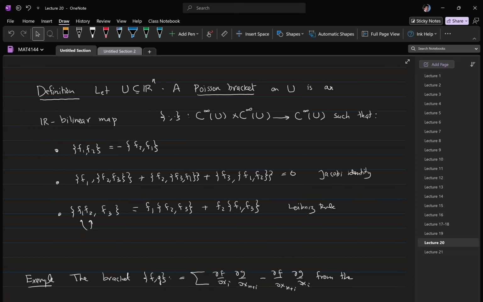But maybe before that, I remind you that the morphism between manifolds is just a differentiable map. And now if the two manifolds, or the two domains, are equipped with Poisson brackets, then we say the map or the morphism is a map of Poisson manifolds if it maps the Poisson structures to each other. So more precisely, maybe I go on the next slide.